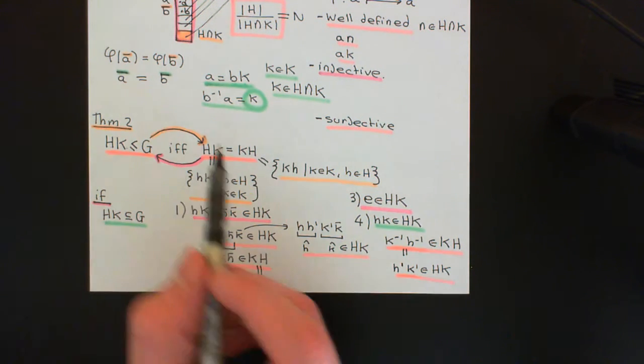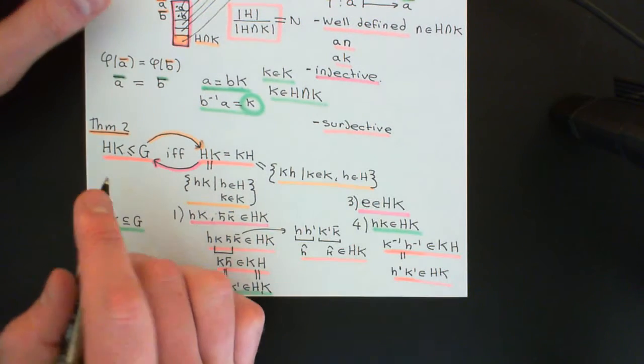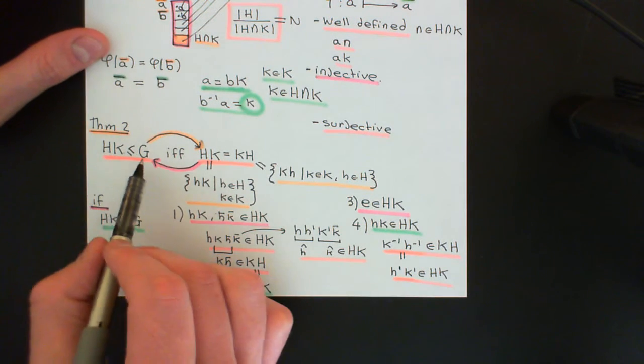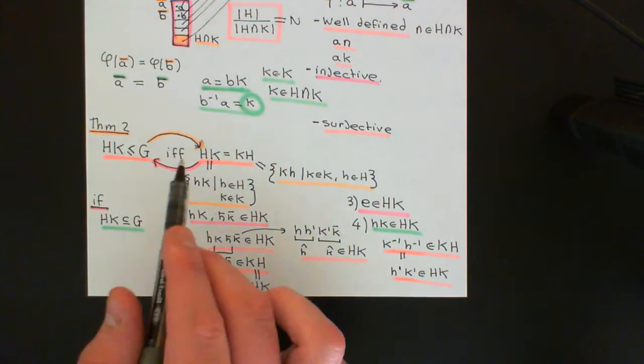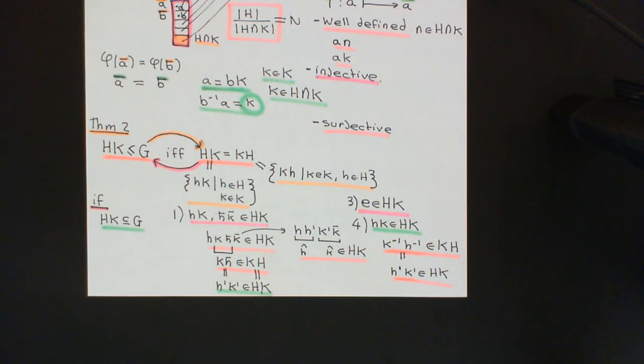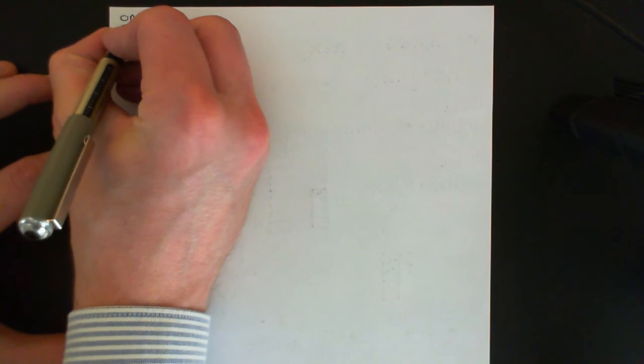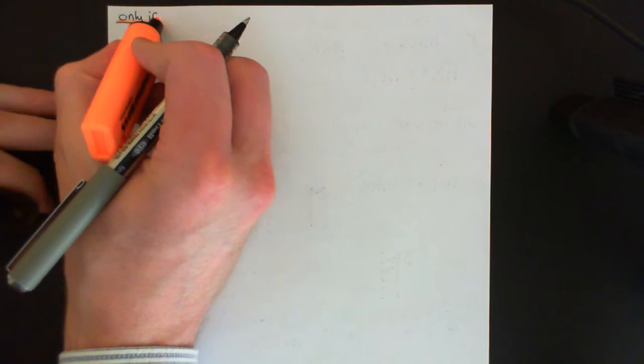Okay, so we need to now prove this arrow. So we need to start with the assumption that the product of H with K is a subgroup of G and prove that it implies that the product of H with K is equal to the product of K with H. Okay, so we'll go over the page and prove "only if". So now, only if, and I'll just underline that with orange. How then are we going to prove that the product of H with K is equal to the product of K with H?